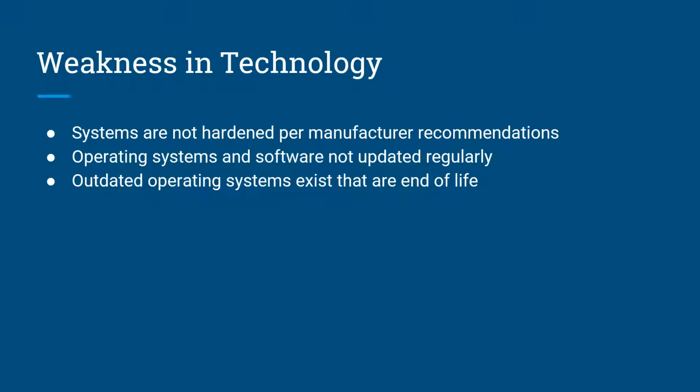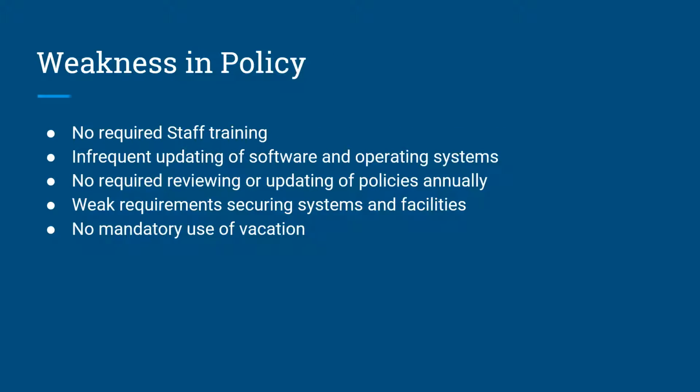Weakness in technology. Systems are not hardened per manufacturer recommendations. This weakness in technology will make the systems susceptible to attacks from hackers. Other weaknesses in technology include the lack of system and software updates and old operating systems that have no more support from their manufacturer and have reached their end of life.